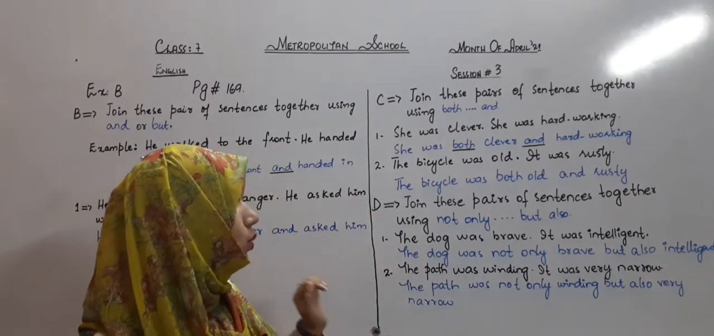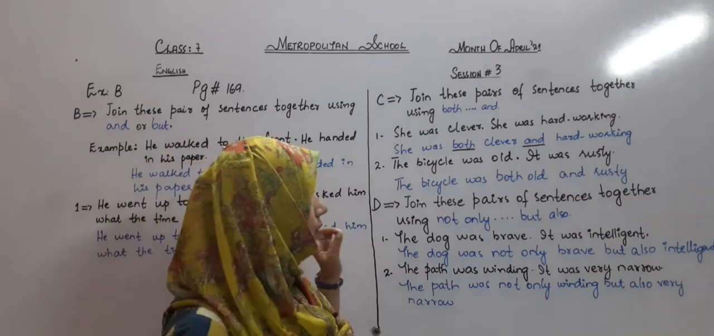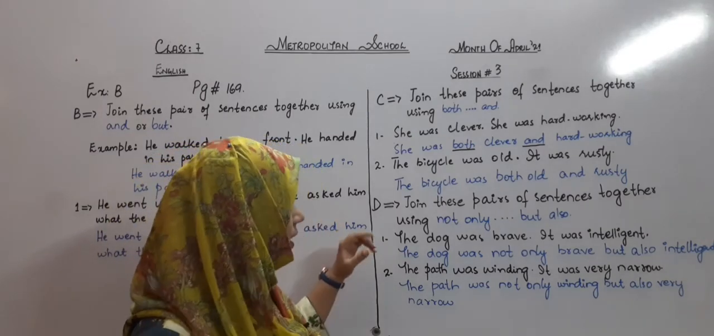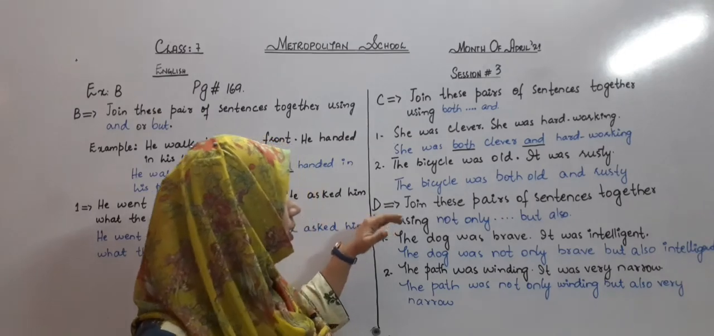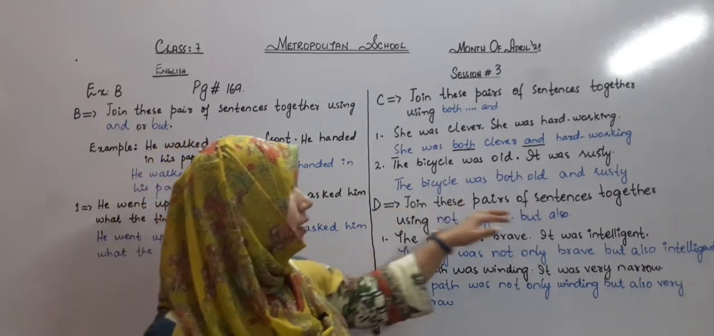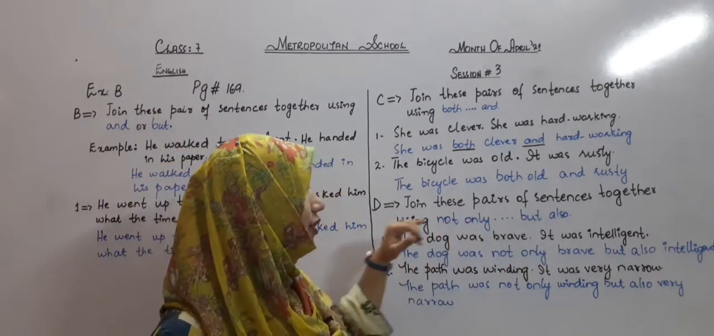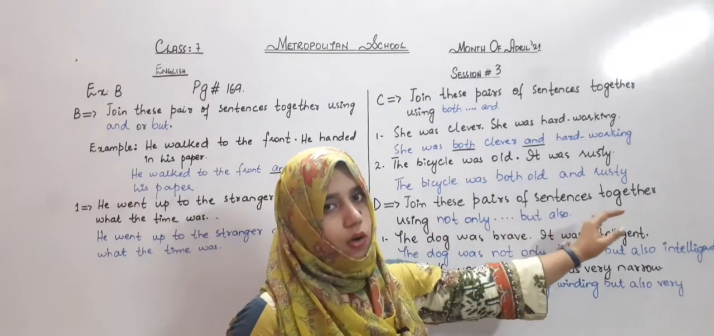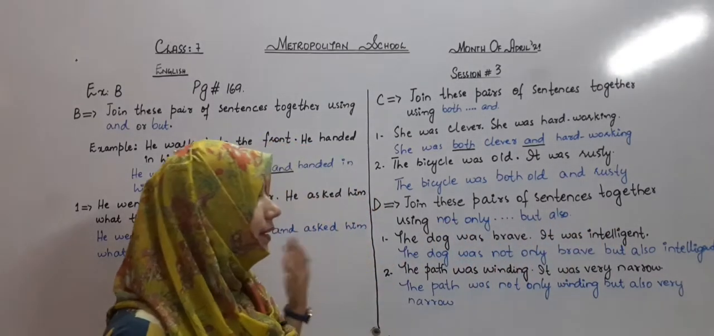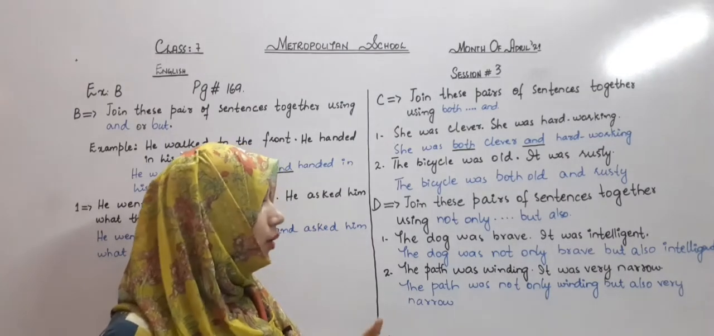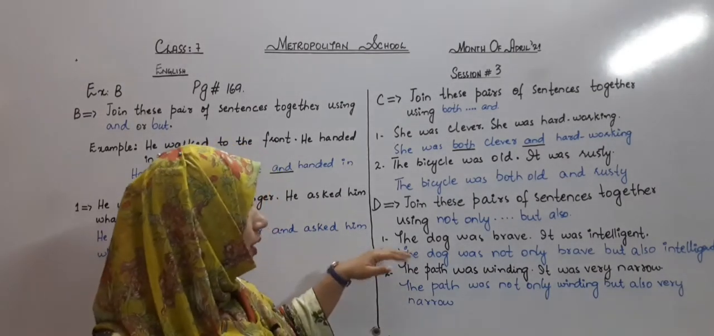Now let's move towards exercise D of the same page as exercise C. What you will have to do in this exercise is join these pairs of sentences together using not only but also, right? So how can you change the sentences? How can you add the conjunctions in it? So let's take an example.